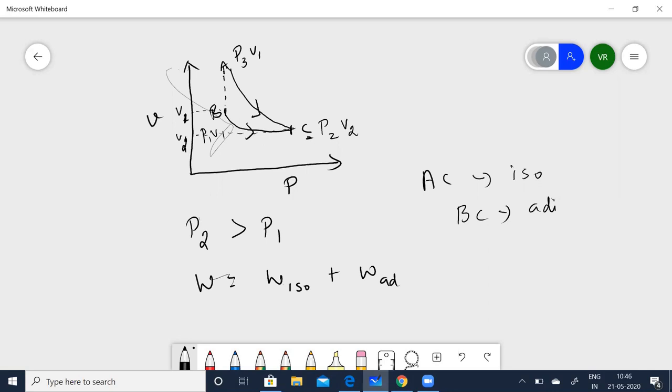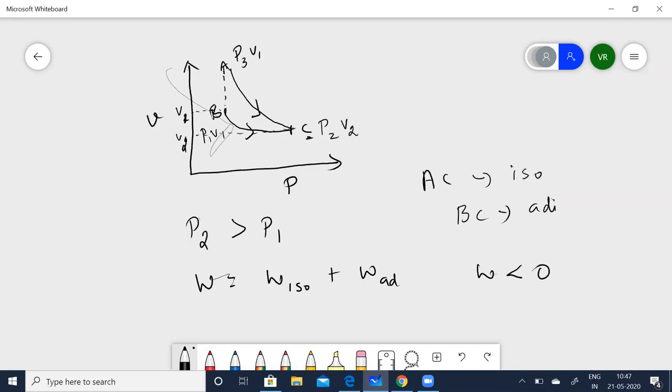Work done during the isothermal change is positive and work done during the adiabatic change is negative. But the adiabatic work has a greater magnitude. Remember, work done during the adiabatic change has a greater magnitude. So W is lesser than 0.